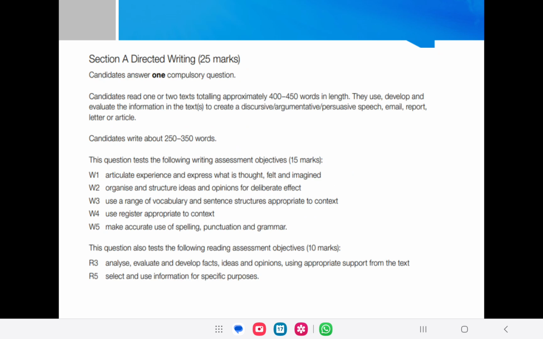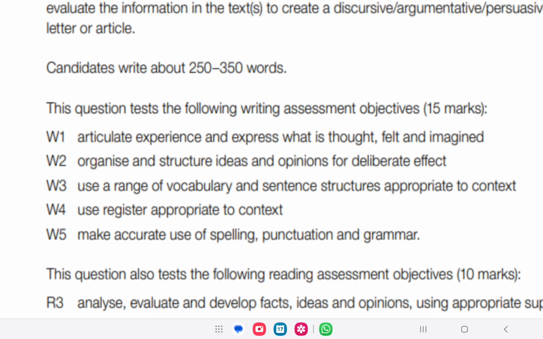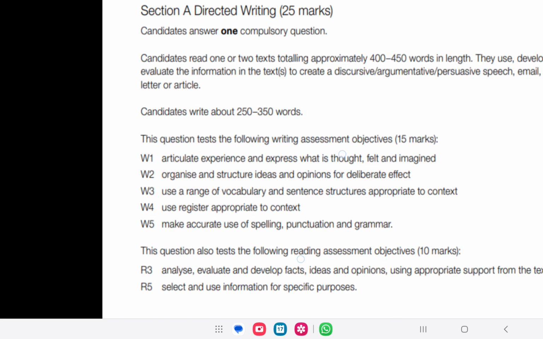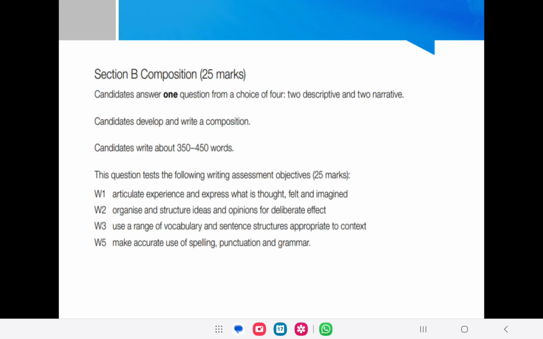Now let's have a look at what writing 4 is. Here it is: use register appropriate to context. I explained what is meant by this, because this is related to letter, email, report or speech writing. That's why for composition writing we do not count writing objective number 4. There are only 4 objectives that you are going to be assessed for: writing 1, 2, 3 and 5.